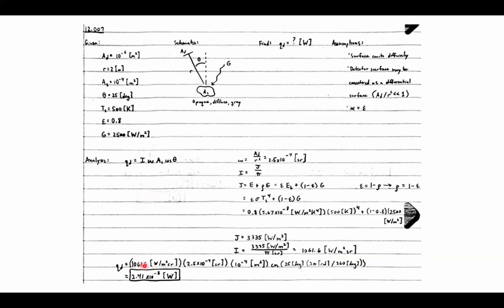And so when we plug all of those numbers in, again keeping in mind that the angle that we're given is in degrees, we get that our detector is detecting 2.41 times 10 to the negative eighth watts. And so that is how you solve problem 12.007.